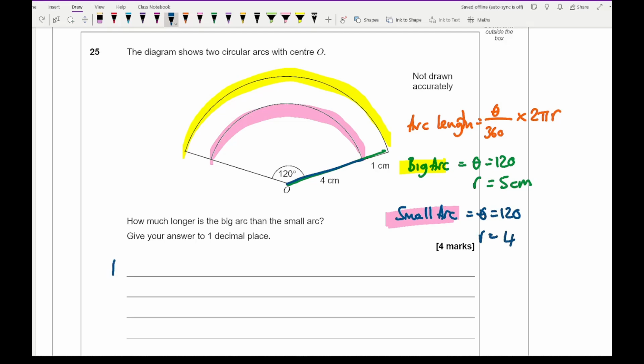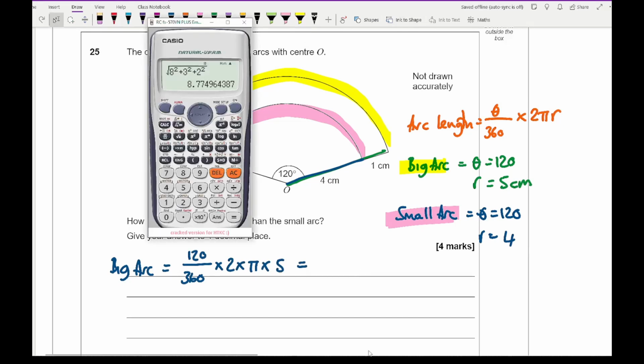So to work out the length of the big arc, I just substitute those numbers into the formula, so it's 120 divided by 360 multiplied by 2 times pi times 5. And if I enter all of that in on the calculator, I'll show you how to do it. So we've got 120 over 360 multiplied by 2 times pi multiplied by 5, press equals, and I end up with 10.47.